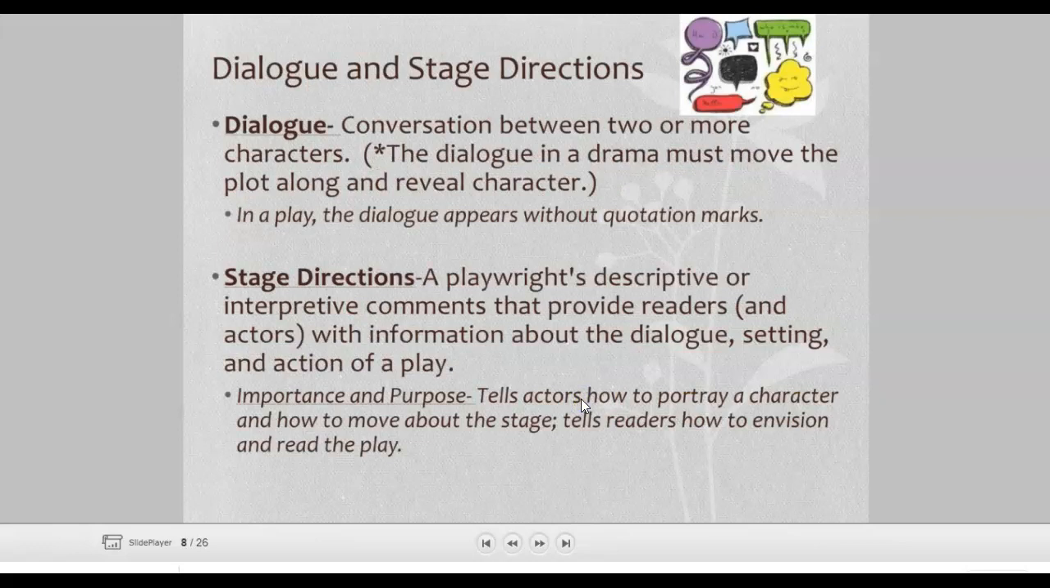And then the last thing to think about is the dialogue. That is the talking between two or more characters. Usually in a play, the dialogue is how we get to know the characters. Primarily, the script is people talking with a little bit of acting.